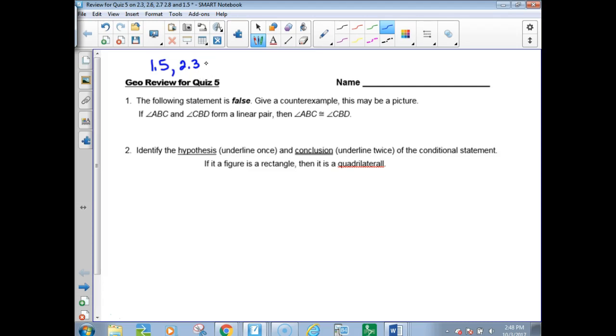You know, you have your ISNs. I'm just trying to give you a clue as to what you should look at. 2.3, 2.6, 2.7, and 2.8.